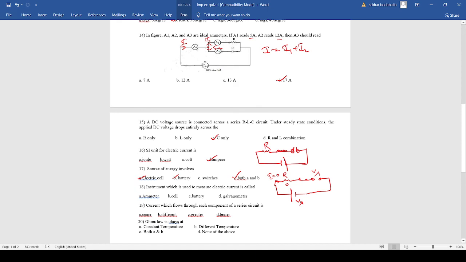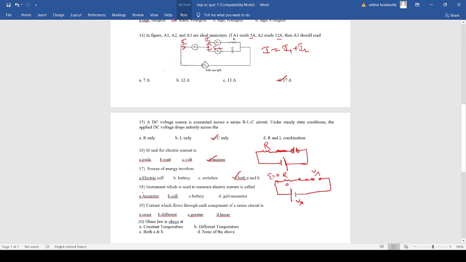So please don't go by just seeing. You have to read the entire question and then choose the correct answer. See here, some of you may choose option A as your answer, but there are two answers here. So both A and B is also there. So you have to choose that option.